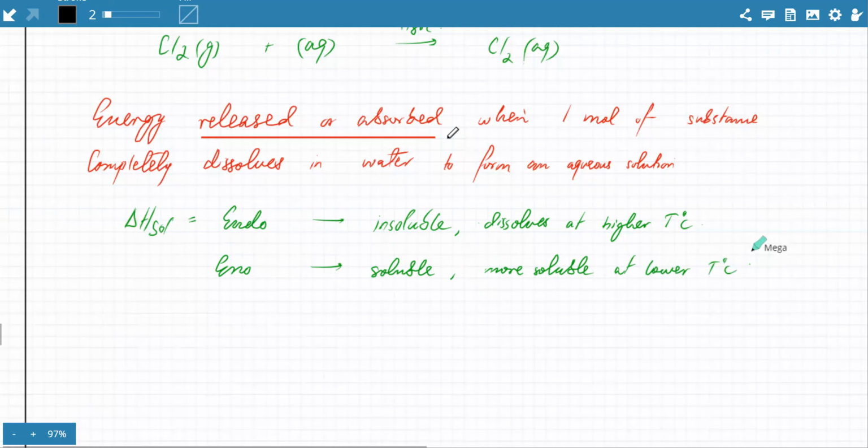So more soluble at lower temperature. The second thing, why is it both? Why could it be both? Why could it have any sign? Like it could be endo, it could be exo.